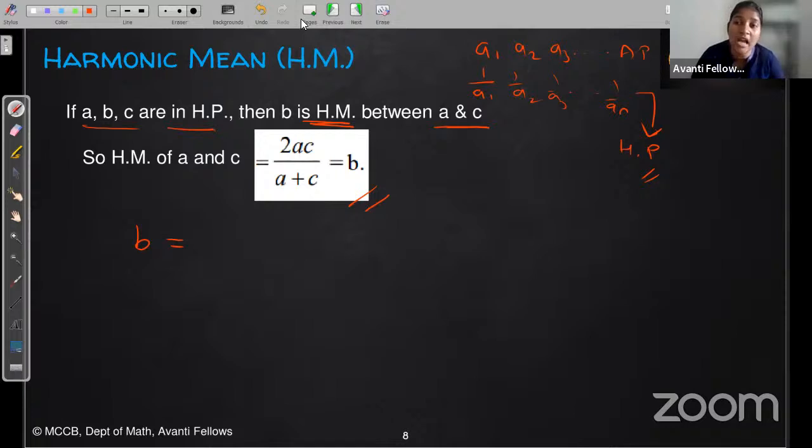And what if n harmonic means are inserted between A and B? In that case, just convert that given harmonic progression into an arithmetic progression and solve it using the arithmetic progression formula. That will be the easiest approach we can have. Whenever a harmonic progression is given, convert it into an AP and solve it. So if this is clear to you all, we'll go to the next part.